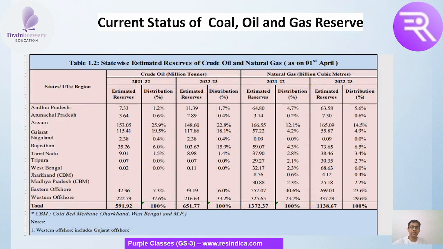Then we are coming to crude oil, because people wanted to see the data on where we have oil in our country. If you go by this, you can see that there is Assam, there is Gujarat.